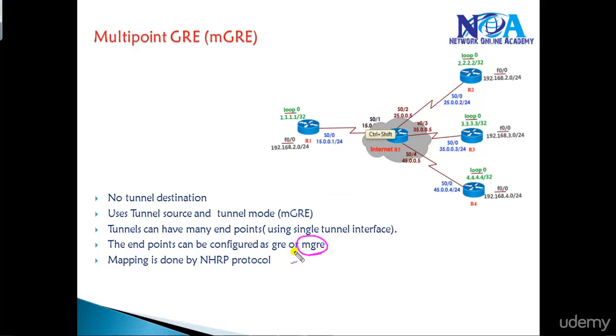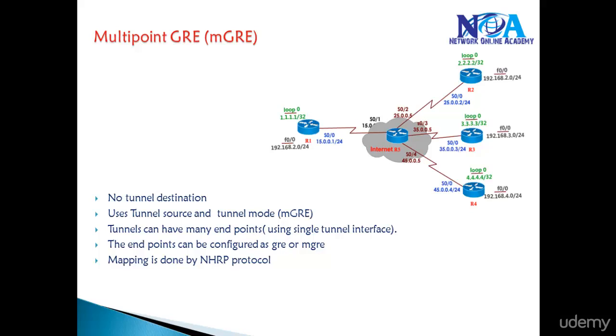Now we can also configure multi-point GRE. The endpoints, that is the spokes here, we can either configure as point to multi-point or we can configure them as point to point as well. Now the mapping information, like how to reach that particular destination, because when we don't configure a destination, how is this router going to build a dynamic tunnel with this particular IP address? That information is given by a protocol called NHRP, Next Hop Resolution Protocol.